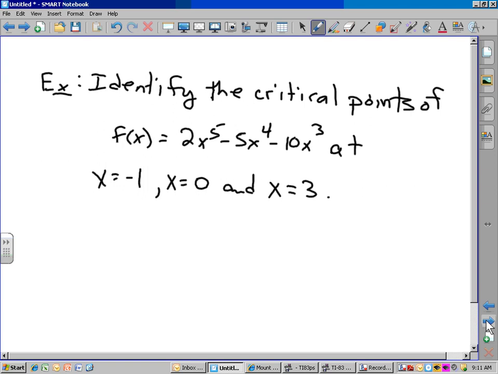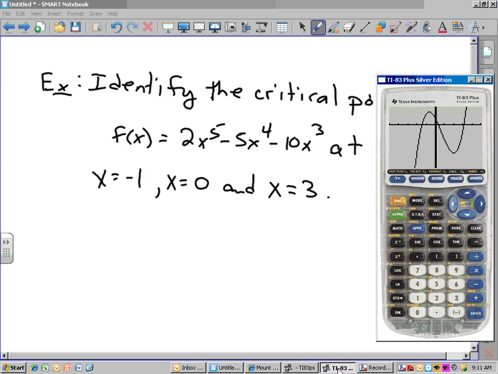So let's go ahead and get the calculator back out. Let's type in the function. 2x to the 5th minus 5x to the 4th minus 10x to the 3rd.